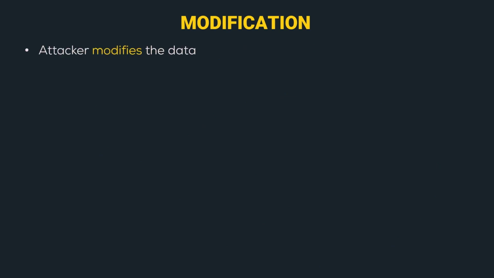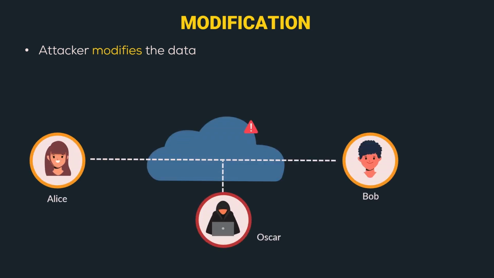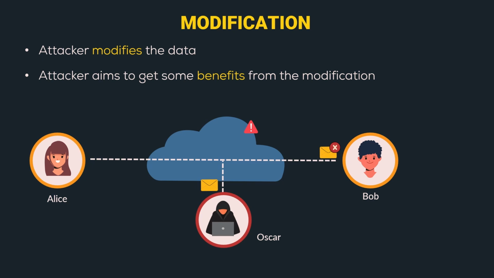In modification attack, the attacker modifies the data. Let's call an Alice, Bob, Oscar example to understand it better. Here Alice sends a message, but that message is captured by Oscar. Oscar then modifies the message and sends a new message to Bob. Here Oscar aims to get some benefits from the modification.